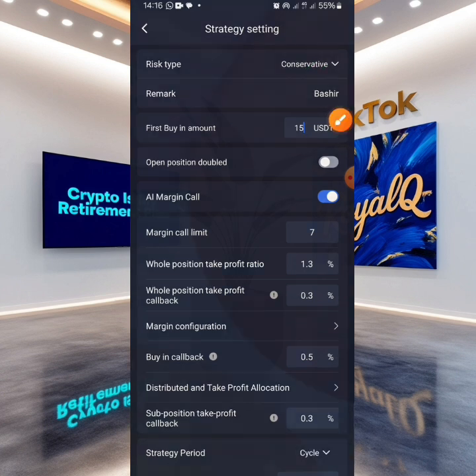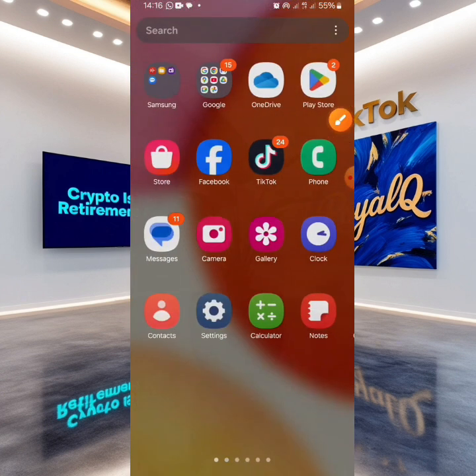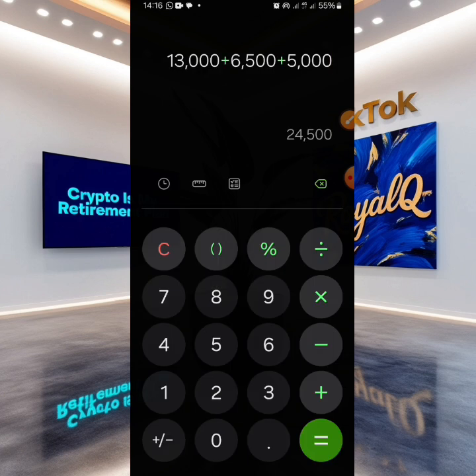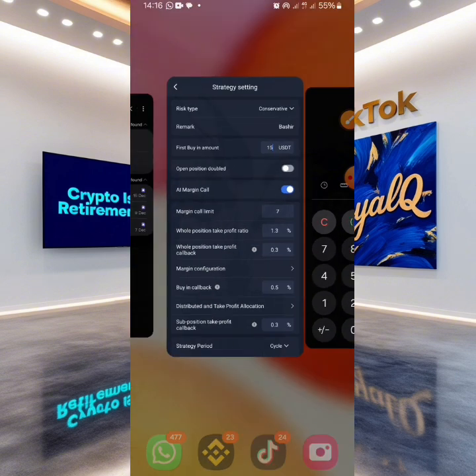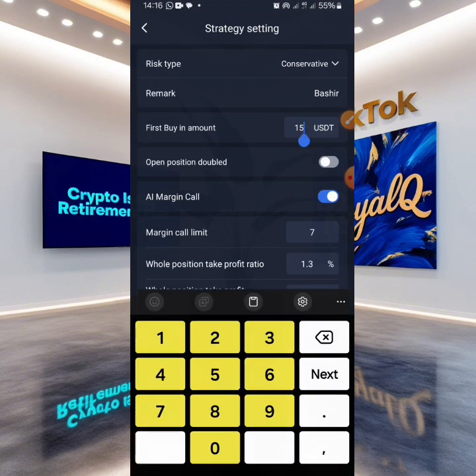For example, I have $80. I instruct the robot to start with 15%. So 15% of the $80, that is when I get $12. So I come and I put 12 in my first buying amount. So out of the $80, the robot will first buy with $12.